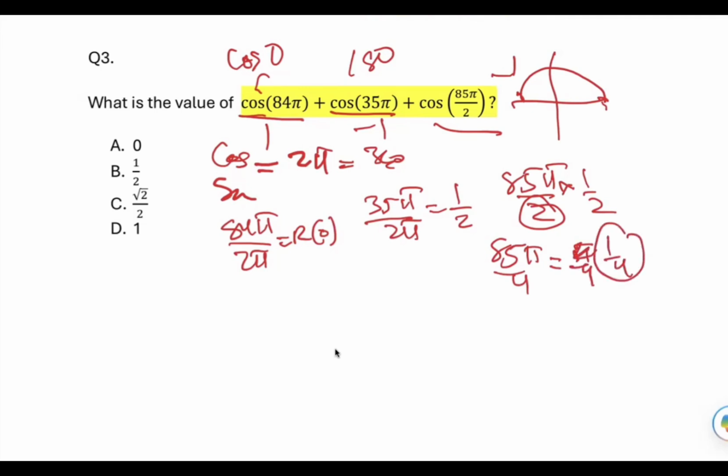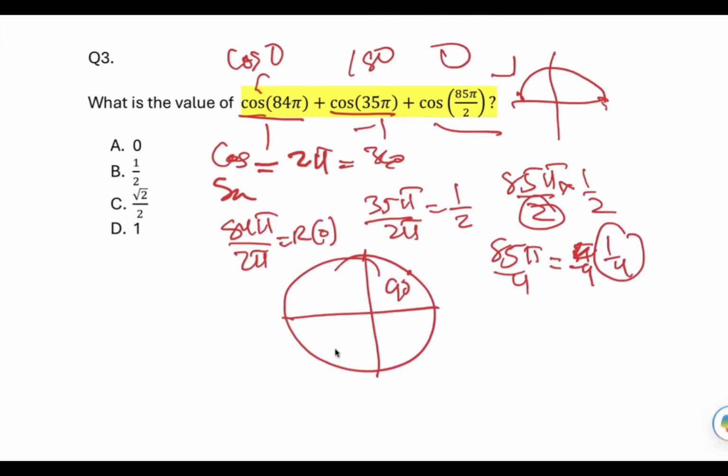The 1 over 4 is what? A quarter of a revolution. This is a full revolution. A quarter is what? 90 degrees, right? Cos 90 is what? 0. And then you're done. You get 1 minus 1 plus 0. If you add them together, you get 0. So this is the way you do this kind of question. It's not that complicated if you understand how to do it.